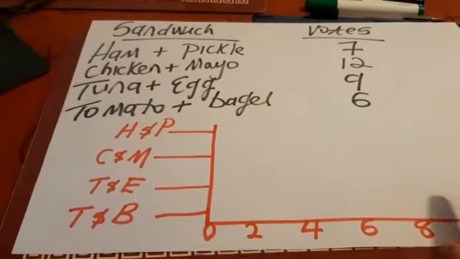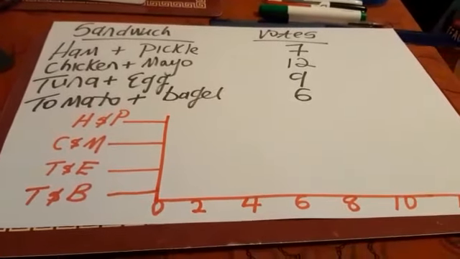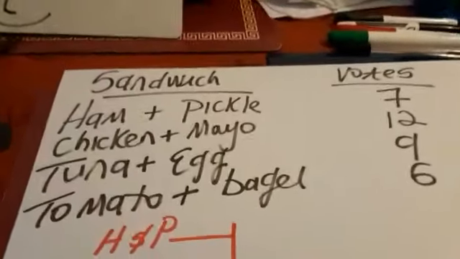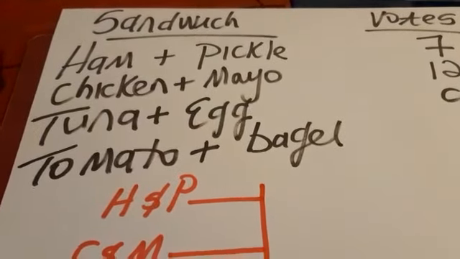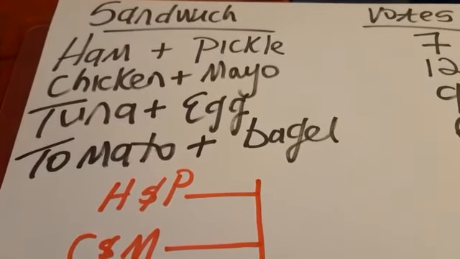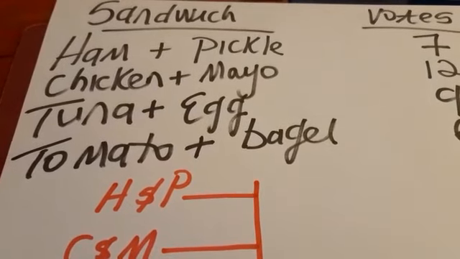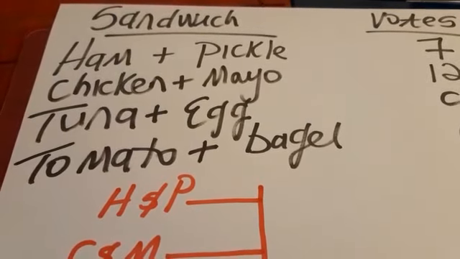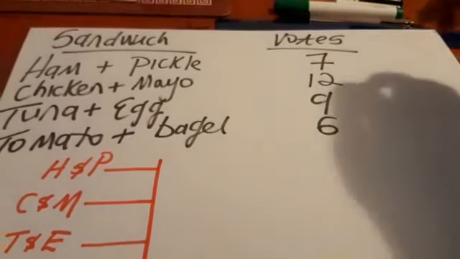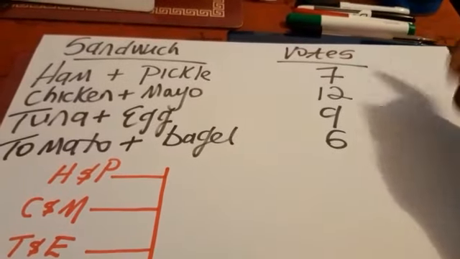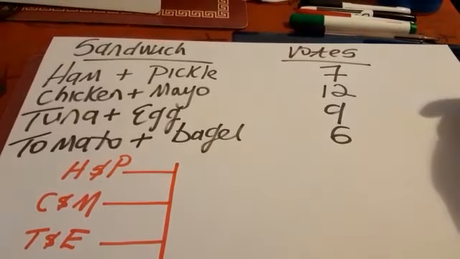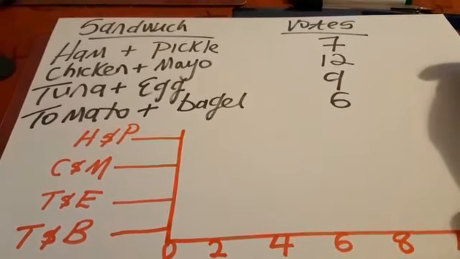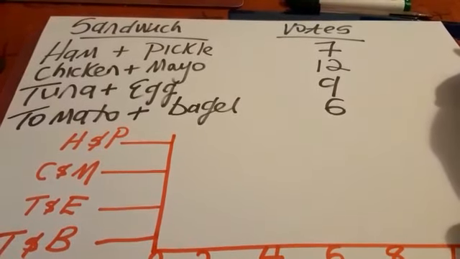So here we are going to plot these numbers into our chart. On my left hand side, I've got sandwiches: ham and pickle, chicken and mayo, tuna and egg, tomato and bagel. I know, you're probably thinking, why would she mix these things together? They sound horrible. Trust me, they taste delicious. On the right hand side, I've got the votes. 7 people liked ham and pickle, 12 people liked chicken and mayo, 9 people liked tuna and egg, and the last one, tomato and bagel, 6 people really like.